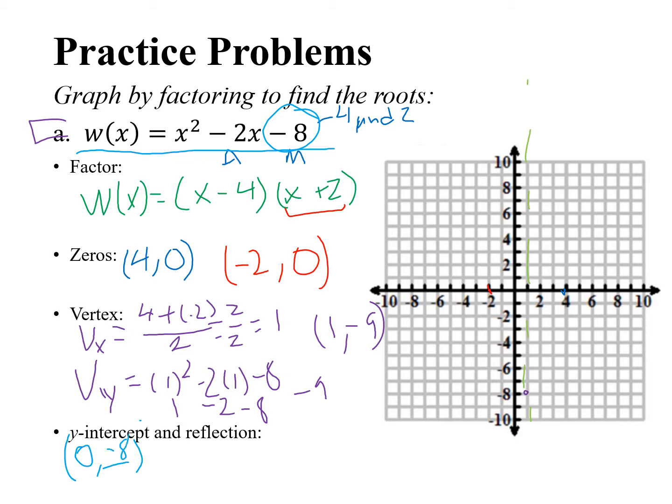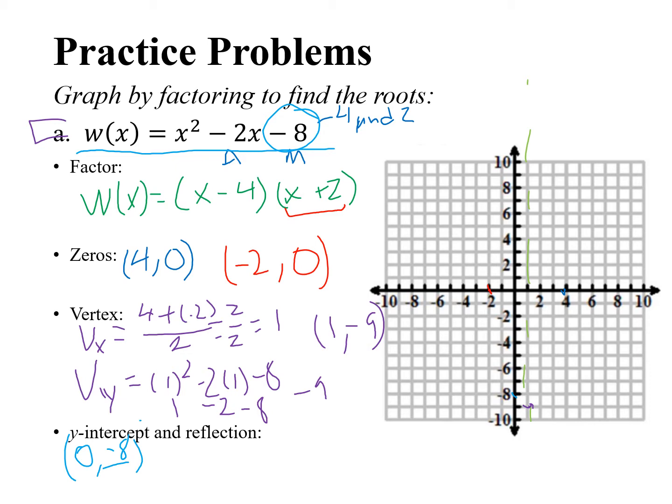Ooh, my purple dot is in the wrong spot. Let's put that in the right spot. My vertex was at 1, -9. It's really hard to draw circles. There we go, sort of right there. My y-intercept is at 0, -8. Right there.